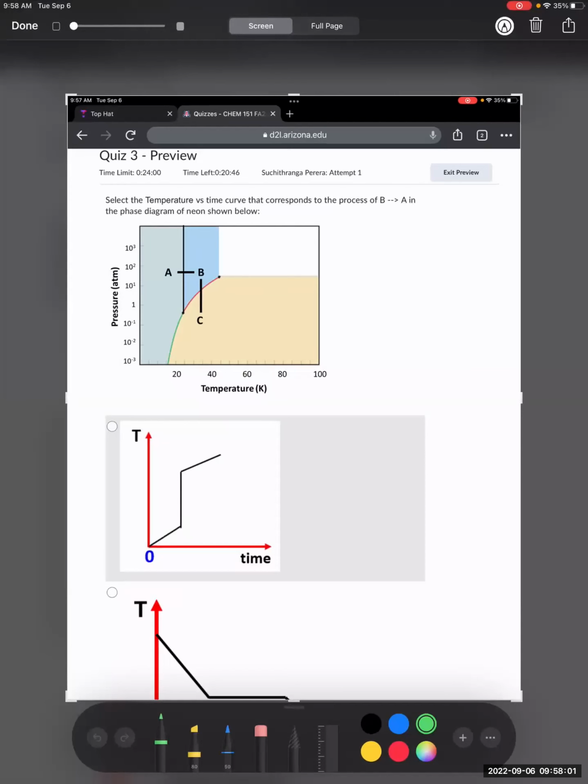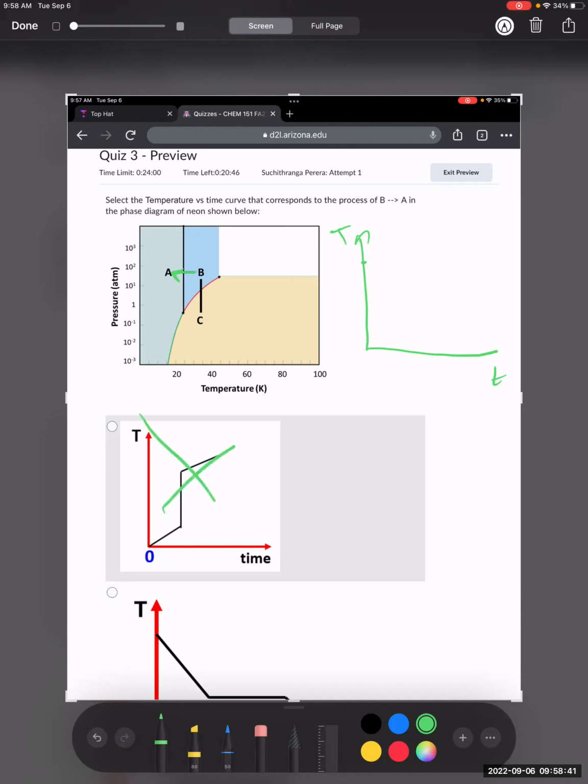So when you go from B to A, you are going in this direction. You're decreasing the temperature. That means you're cooling. If you're cooling, energy is released from the system. That much we know. Now we're dealing with temperature versus time graphs, right? So that means we're going to start at time 0 at a higher temperature, and after the process we're going to end up at a lower temperature. That's the first thing. So we need to eliminate the first option for sure.